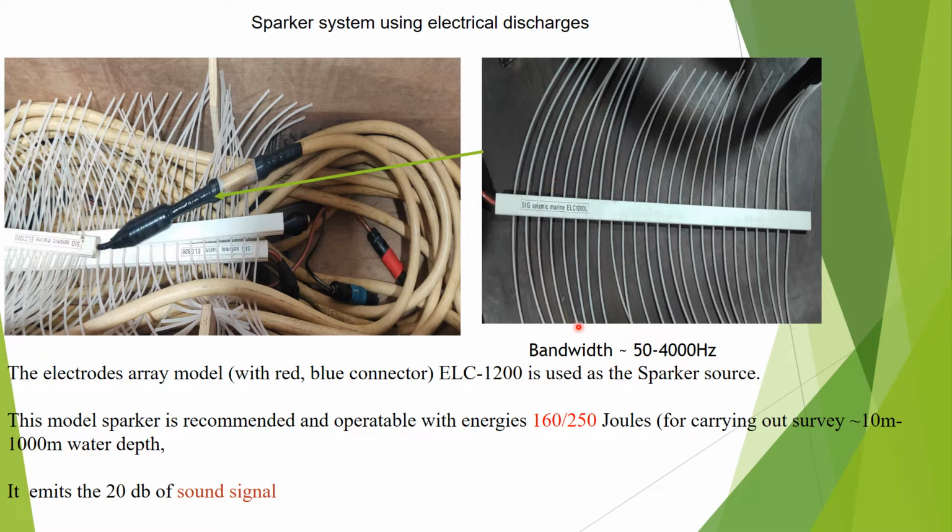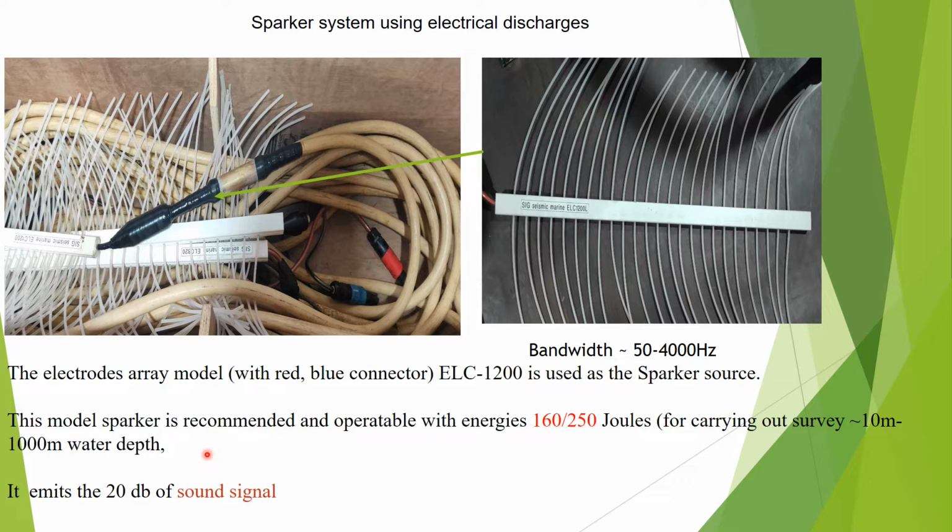It has a bandwidth of 50 to 4000 hertz. The more the bandwidth, the more the resolution, so the better to use. You can see this is a SIG seismic marine ELC 1200. This model is operated with energies of 160 to 250 joules, and for carrying out surveys from 10 meters to 1000 meters water depth maximum. Generally, we do not go with the ship to such a huge depth.